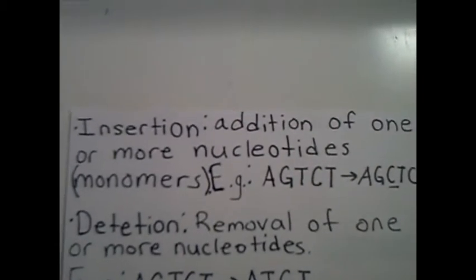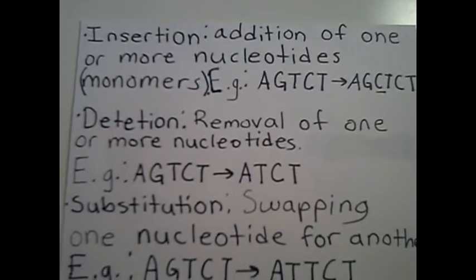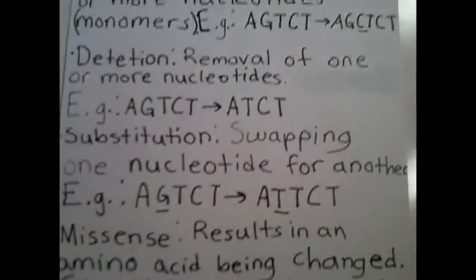There are 6 basic types of mutations. The first is insertion, which is the addition of one or more nucleotides. Deletion is the removal of one or more nucleotides. Substitution is swapping one nucleotide for another.